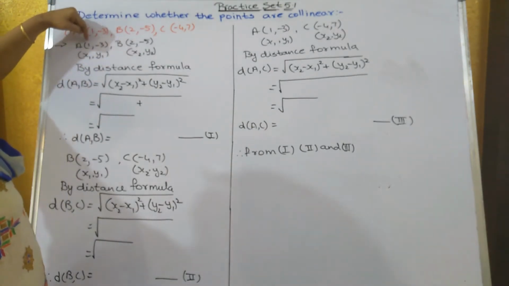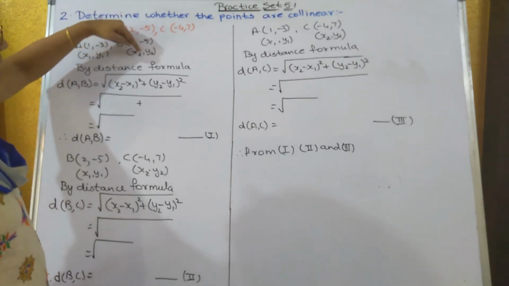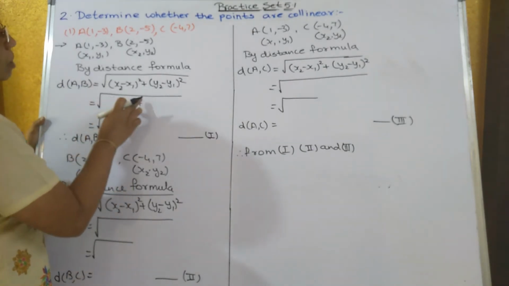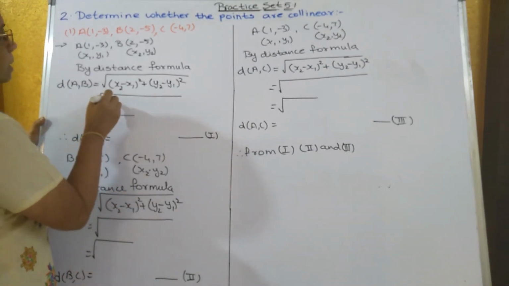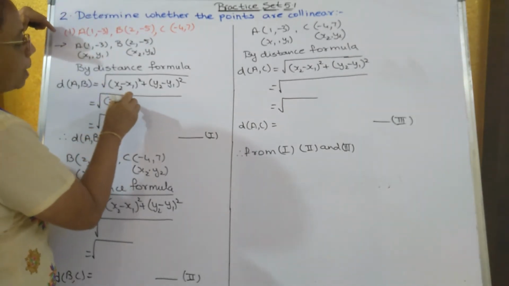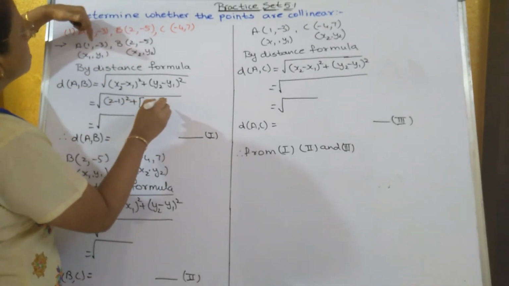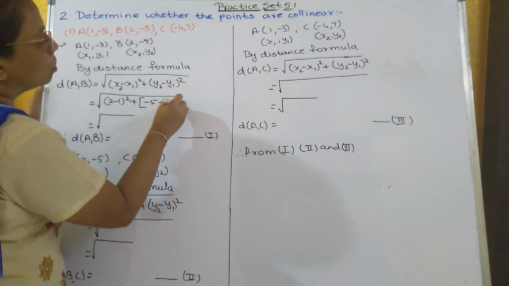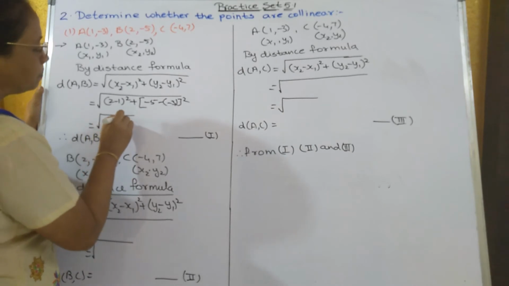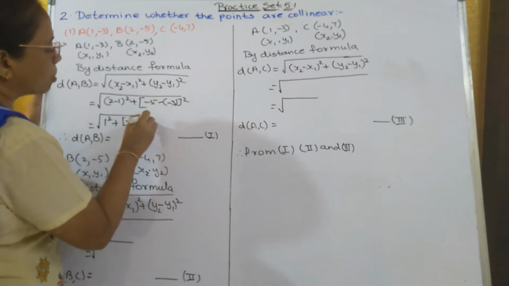For example, now first we will find out the distance AB. A over here is (1, -3), let us take that as x1, y1. B is (2, -5), let us take that as x2, y2. So by distance formula, distance AB is equal to what? Root of (x2 - x1) the whole square plus (-5 - (-3)) the whole square. So that is equal to 2 minus 1 is what? 1 square plus (-5 + 3) the whole square.